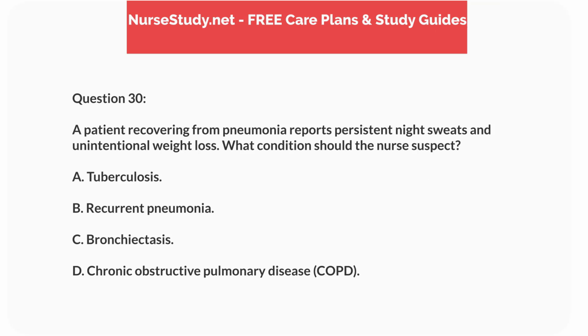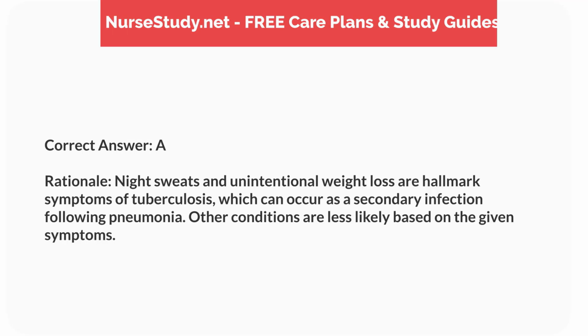Question 30. A patient recovering from pneumonia reports persistent night sweats and unintentional weight loss. What condition should the nurse suspect? A. Tuberculosis. B. Recurrent pneumonia. C. Bronchiectasis. D. Chronic obstructive pulmonary disease, COPD. Correct answer, A. Rationale: night sweats and unintentional weight loss are hallmark symptoms of tuberculosis, which can occur as a secondary infection following pneumonia. Other conditions are less likely based on the given symptoms.